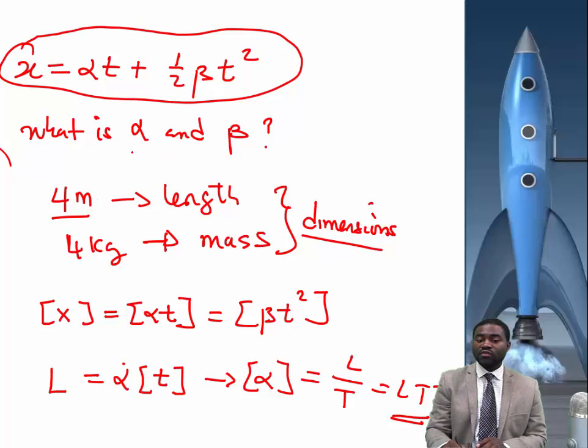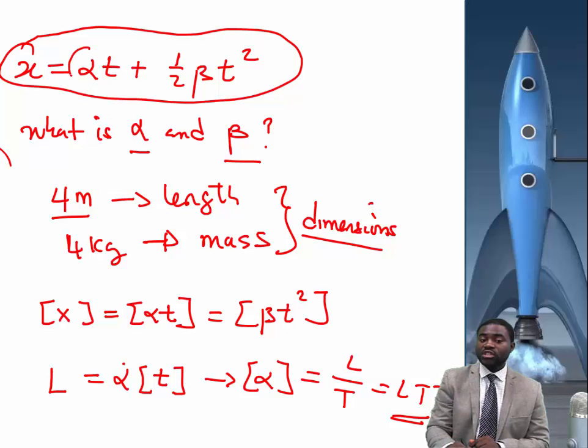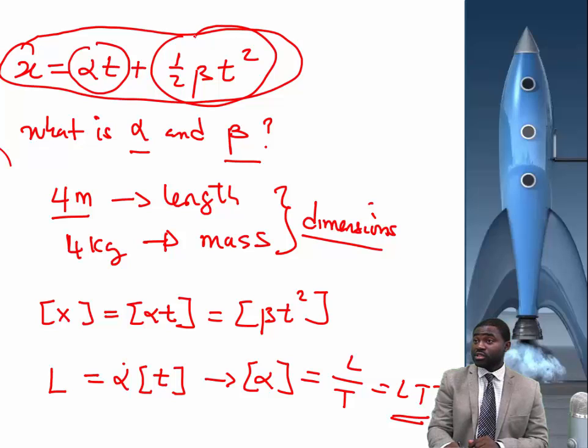And you were asked to determine the values of alpha and what? Beta. You get it, right? So automatically you will assume that for these two things to be added, they must have the same what? Dimensions. And for this to be equated to this, they must have the same dimensions.